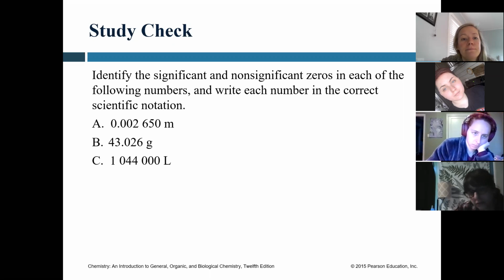So I'll give you all 2 minutes to work on that. Any place that you're indicating that a 0 is or isn't significant, maybe write a note telling yourself why, so that you can remember a little bit later on why you are counting some zeros and not others.